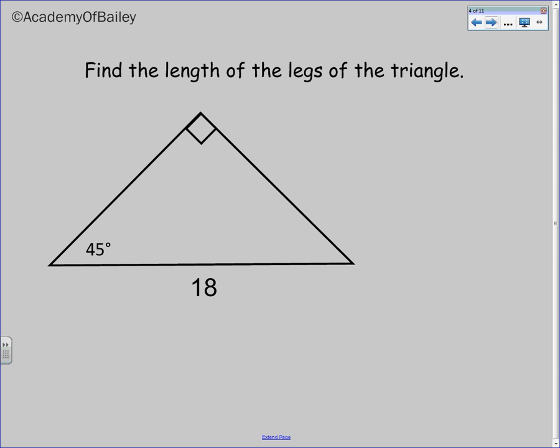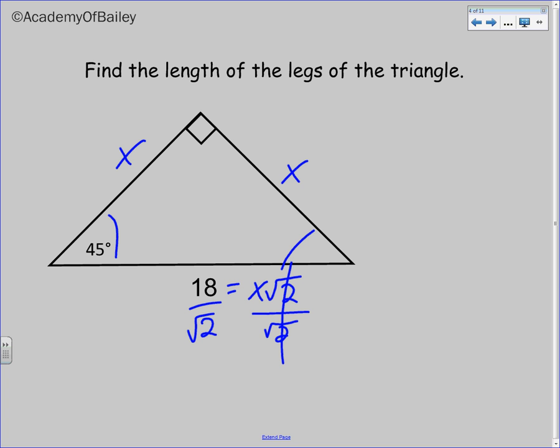I'd like you to try this one on your own. Pause the video, hit play when you're finished, and check your solution with mine. Oh, I know those are congruent, so this is x, this is x, this is x square root of 2. Divide by the square root of 2, divide by the square root of 2, cancels. So x is equal to 18 over the square root of 2.